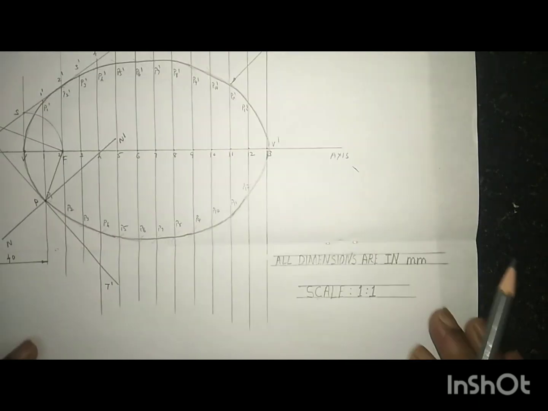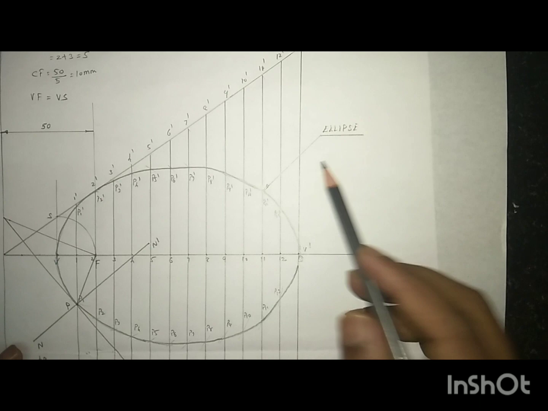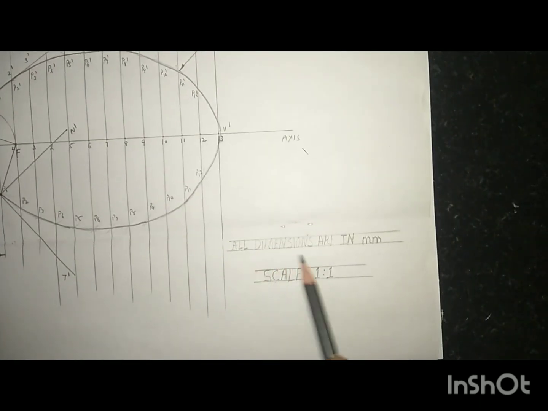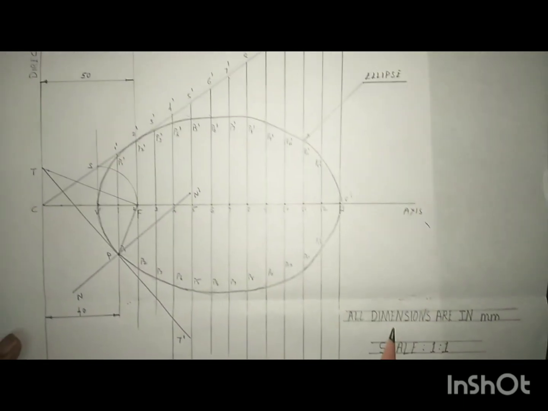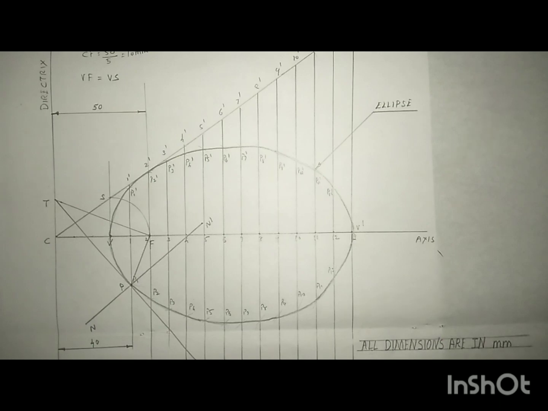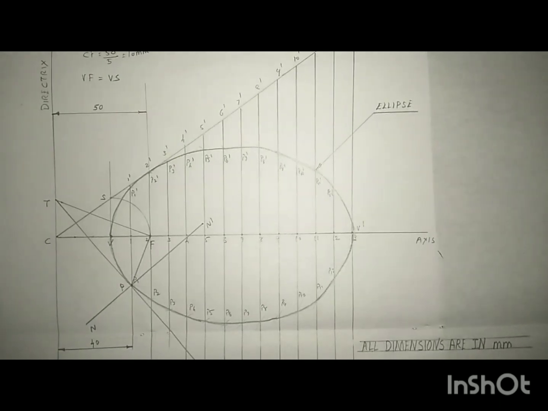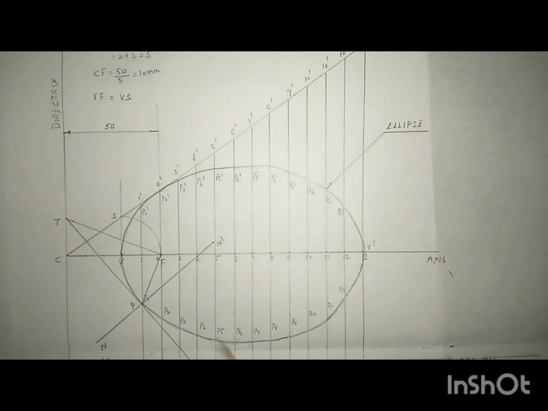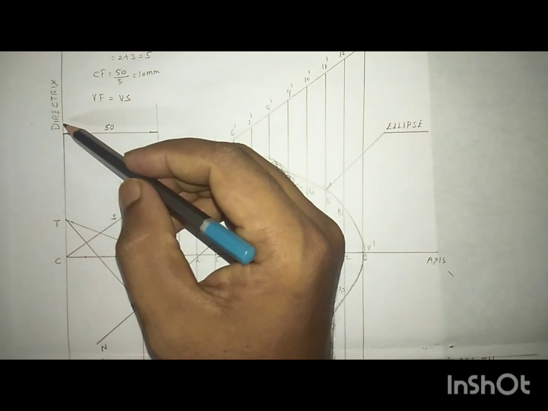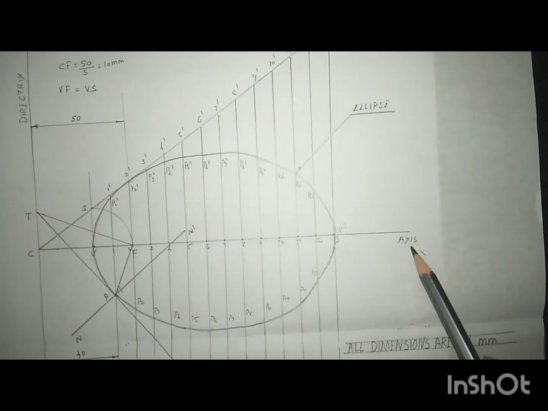So these things are very important: the dimensioning, the naming of the curve, and 'all dimensions are in mm, scale 1:1'. And also here, you must write the names of these lines, directrix and axis. It is also very important.